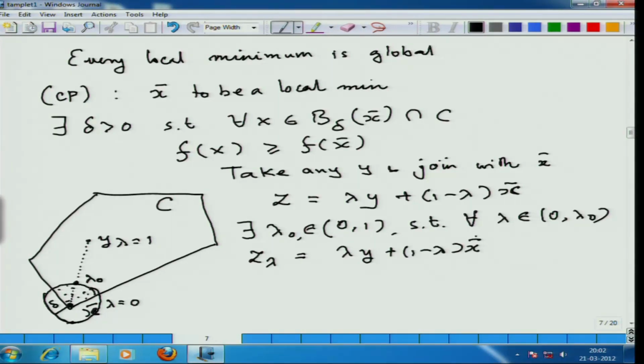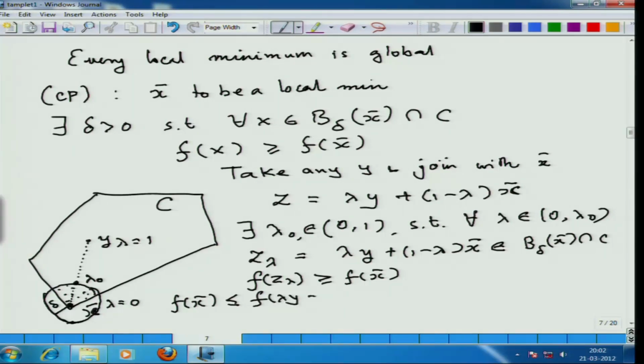So, now I am considering only those lambdas which are lying in this interval. This must be in B delta x bar intersection C. This is clear from the geometry here, from the picture here. Now, once I know this, what would I have? I have that f of z lambda is bigger than f of x bar. Which means f of x bar is less than f of z lambda, means f of lambda y plus 1 minus lambda x bar, but now this lambda is still lying between 0 and 1, and so by definition it is lambda f of y plus 1 minus lambda f of x bar.